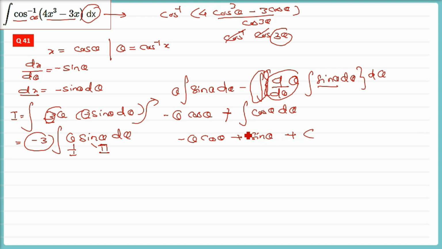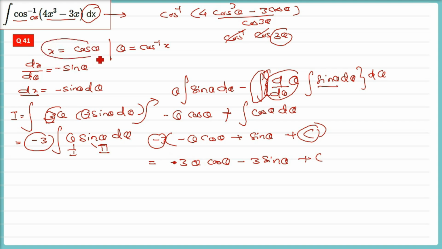So this is in terms of theta, and this theta was introduced by us, so we need to get rid of it. Negative 3 is already there, so let's multiply negative 3 to all of these terms. You'll get 3 theta cos theta, negative 3 sine theta, and negative 3 multiplied by c. Whatever constant is multiplied by c, it will always be c, because it's just a constant of integration. Now the replacement has to be done. We already know x is cos theta and theta is cos inverse x. Wherever theta is there, we'll replace it with cos inverse x, and wherever we have cos theta, we'll replace it by x.